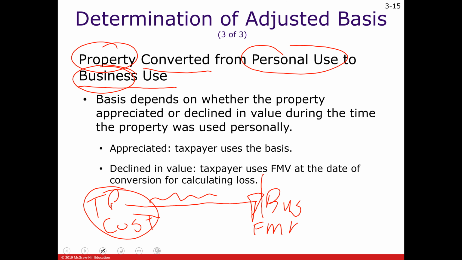And if the cost basis is smaller than the fair market value, you use the cost basis in calculating depreciation. And you use that cost basis for the initial cost basis when eventually you sell this asset. Now, if the fair market value is less than the cost basis, you're going to use that fair market value to calculate depreciation from that point for the business. You're going to use that fair market value to determine the initial cost eventually when you sell this asset.